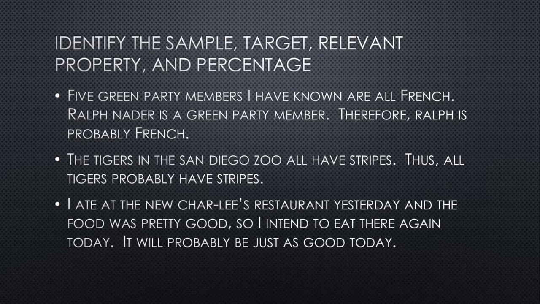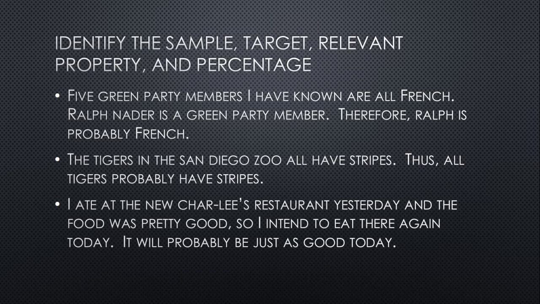Okay, so let's look at some problem sets here. For each of these, identify the sample, the target, relevant property, and percentage. So remember, for these statistical arguments, there will be two groups. One of them will be the sample, one of them will be the target. The sample is those that are observed, that group that's particularly observed or tests are actually run on them. So let's look at the first one.